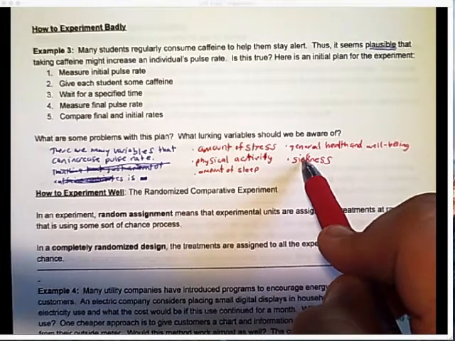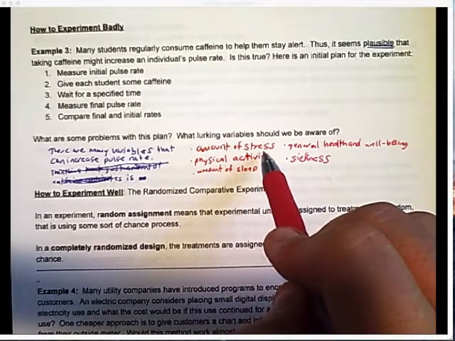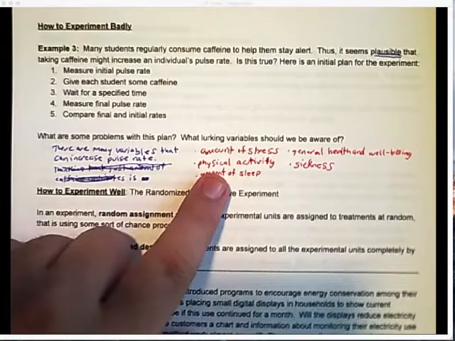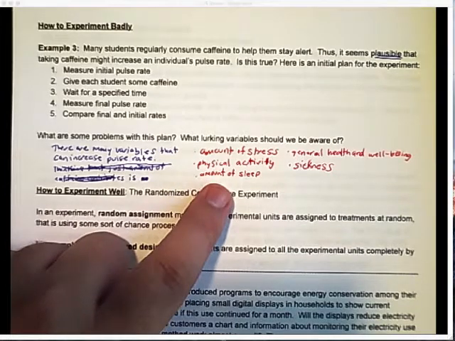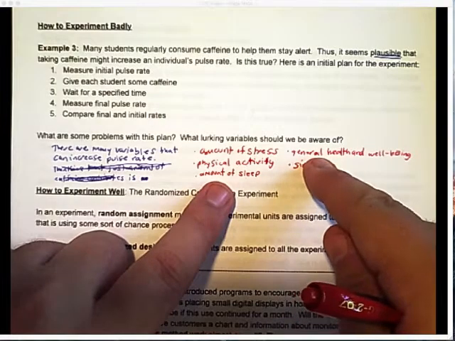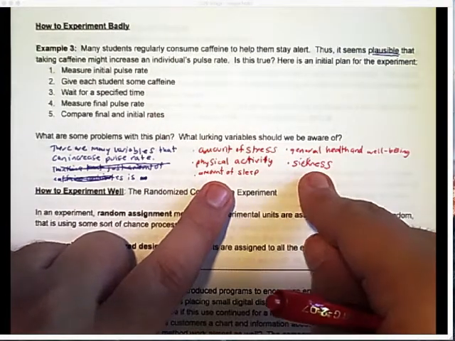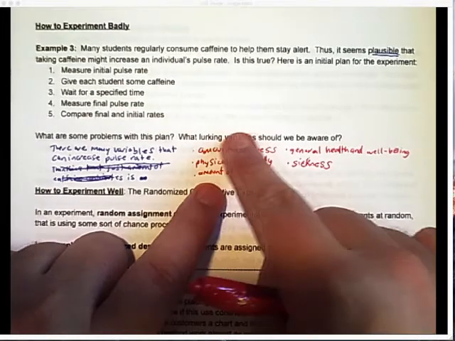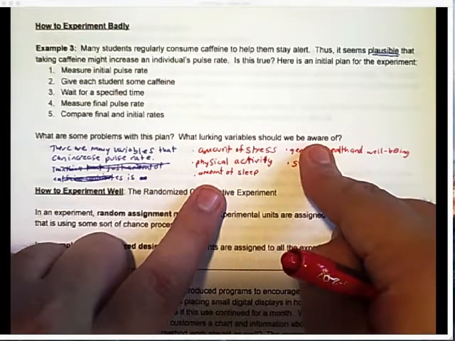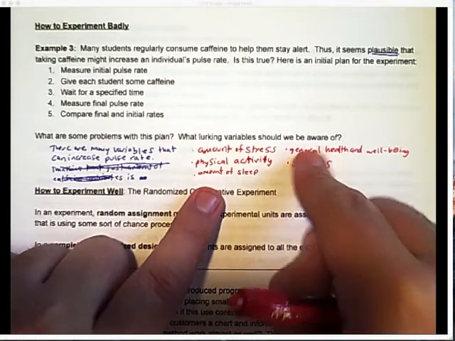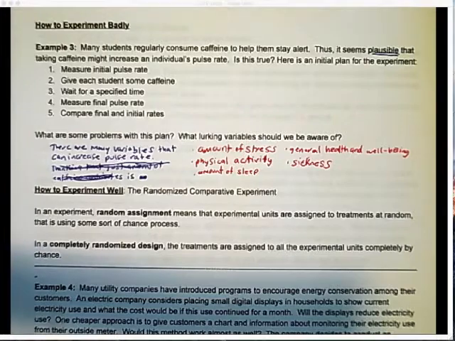So the plan doesn't have any type of control that will keep all of these things level. If you kind of narrow down your selection to people that have about an equal amount of stress, that have the same physical activity level, that get about the same amount of sleep, that are pretty healthy, and if none of them are sick, you're controlling for some of these things, but there's other things that we probably didn't even list that we can think of. So they're lurking variables. They can cause confounding with our results. All right. So that's kind of how you experiment badly.